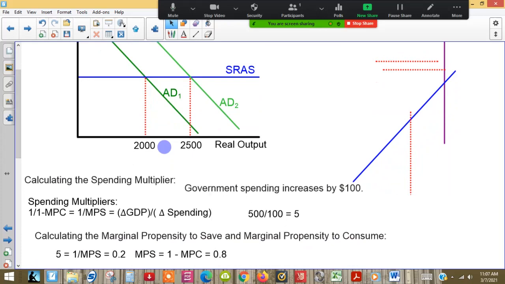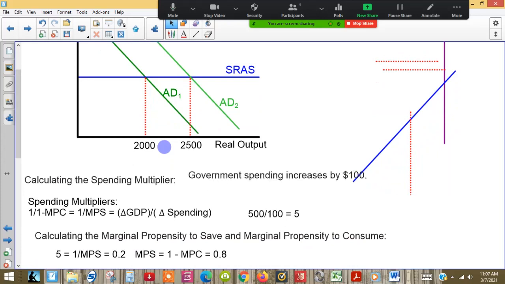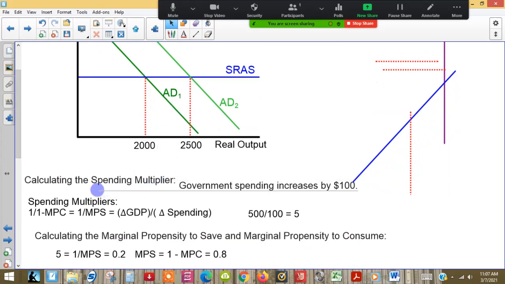that government spending increases by 100. So you simply use the formula: the spending multiplier for the economy is the change in GDP divided by the change in spending, which is 500 over 100 equals 5. So our simple spending multiplier we've calculated to be 5.